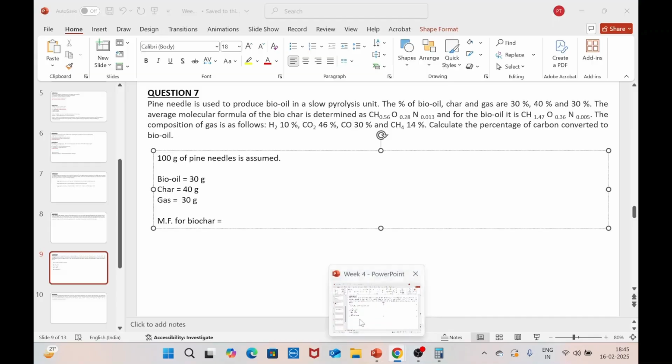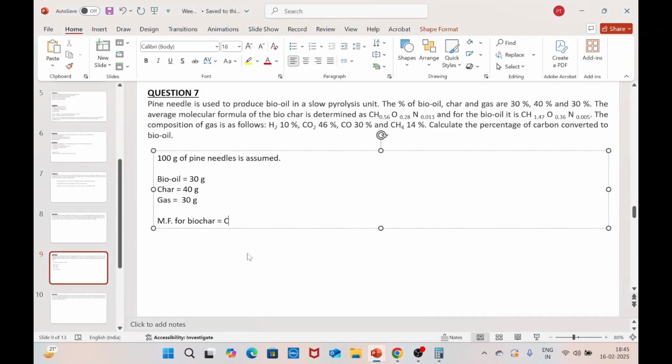So the molecular formula of biochar is C H 0.56, oxygen 0.28, and nitrogen 0.013, and the molecular formula for bio oil is C H 1.47, oxygen 0.36, and nitrogen 0.005. For this we need to calculate the average molecular weight.